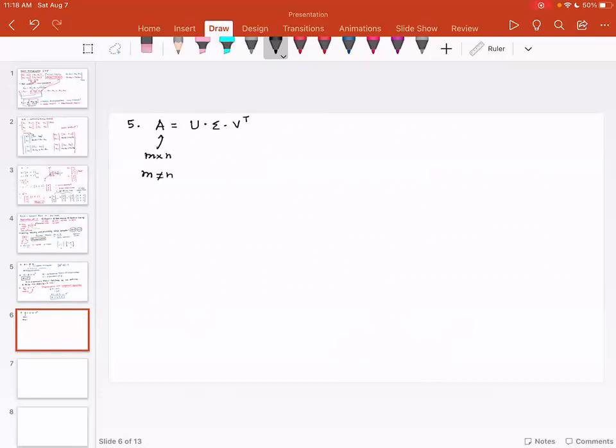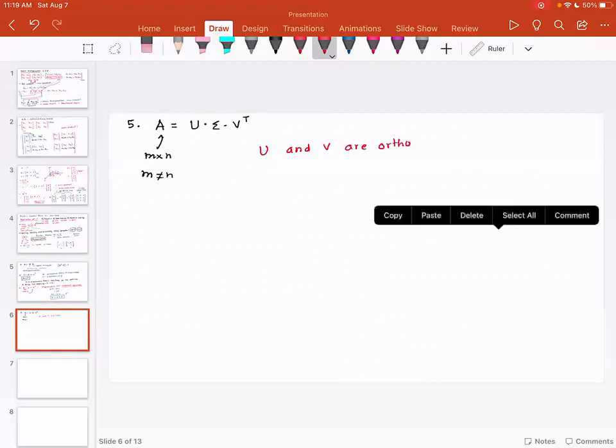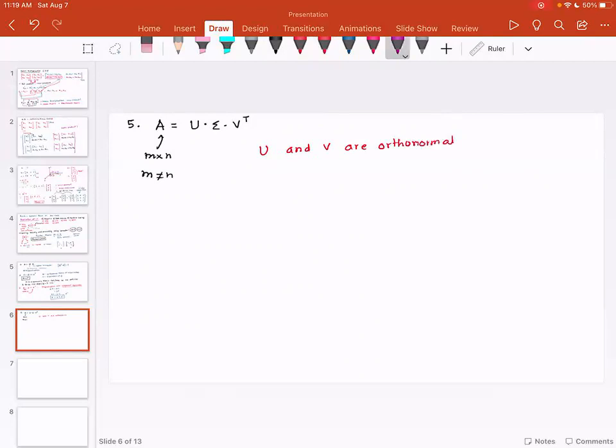So what happens in that case is you have U and V. U and V are orthonormal singular vectors. So this is super important. They will be orthonormal singular vectors. And think about it as similar to eigenvalue decomposition, but now the matrix is not square.